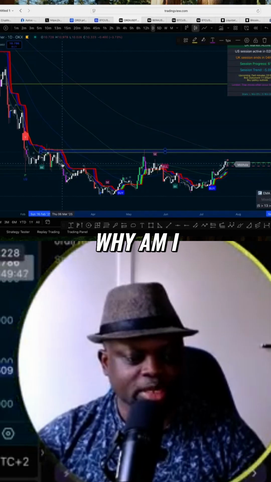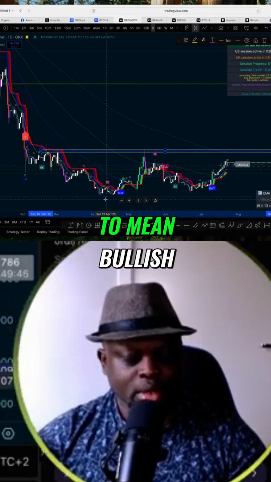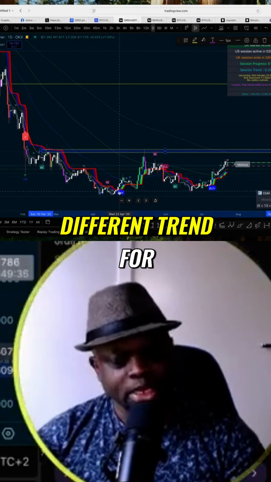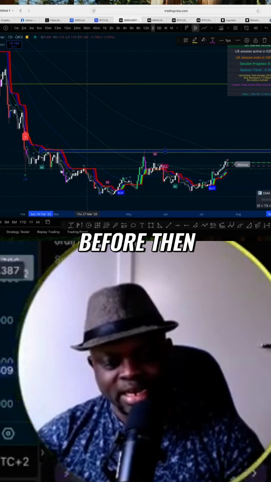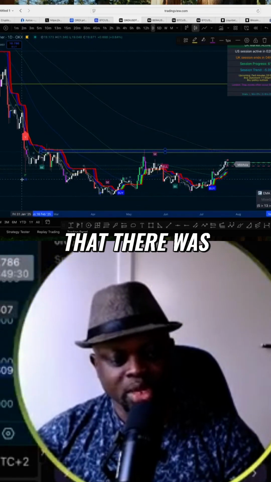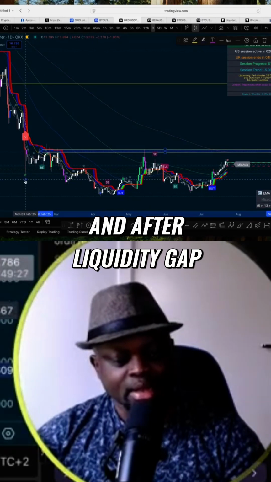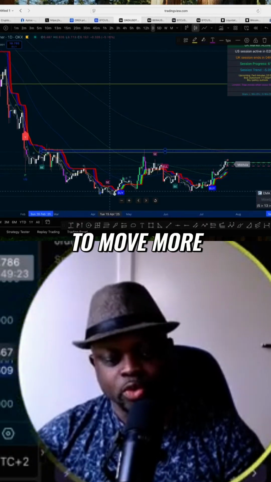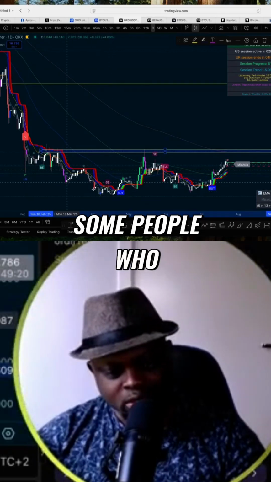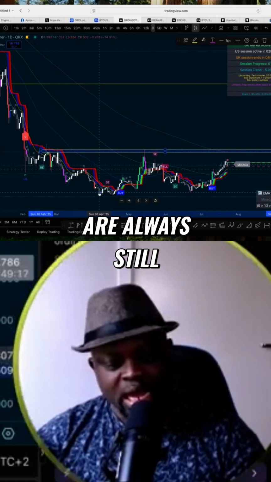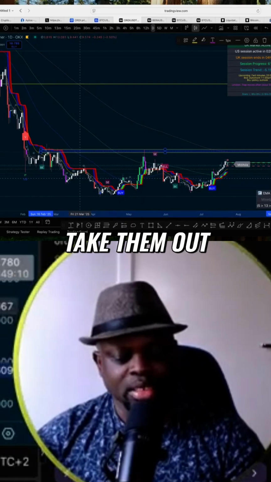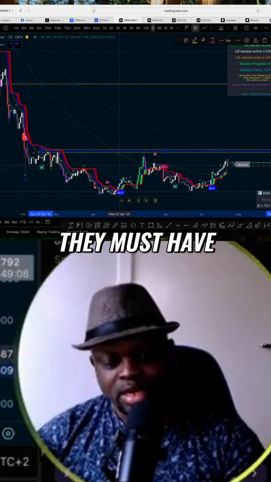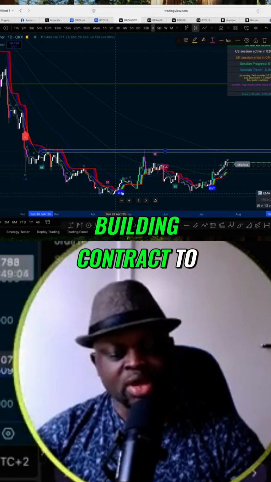Now, why am I looking at this to mean bullish? Look at this trend into this buy signal. Before then, I have seen that there was a liquidity grab here. And after a liquidity grab on the daily time frame, usually we see extension. Price is going to move more downward to take out some people who were still trying to long the market, take them out.